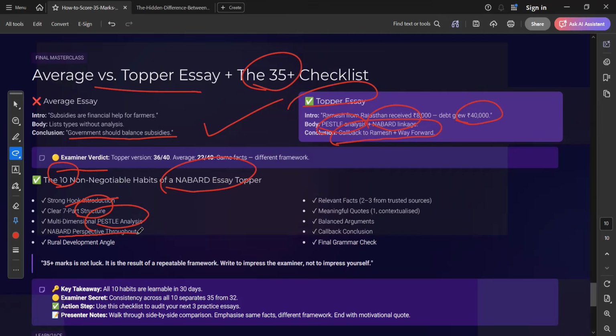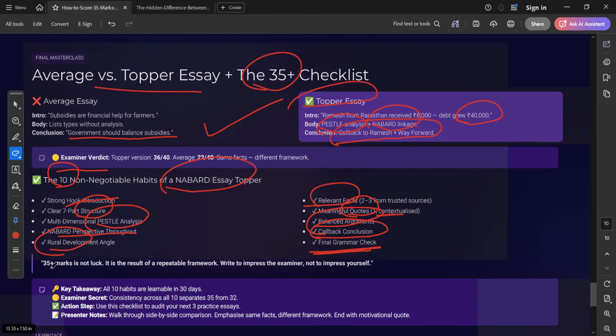You have to have a NABARD perspective. You need to put in a Google development angle. This is a must, and the relevant facts have to be there. Definitions, you can use some quotes, maybe one or two, on a contextualized basis. You have to have balanced arguments, a callback, a conclusion, and a final grammar check. Grammar has to be there.